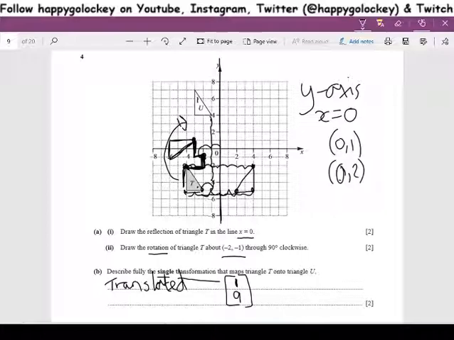A bit messy, I know, because we haven't got tracing paper, but that's how you would do transformation questions when you don't have tracing paper. Some nice easy fixes to try and get you through those questions. Hope you enjoyed that one.